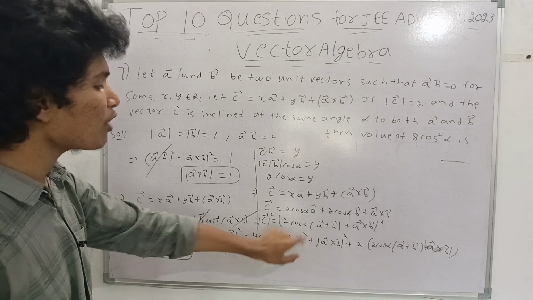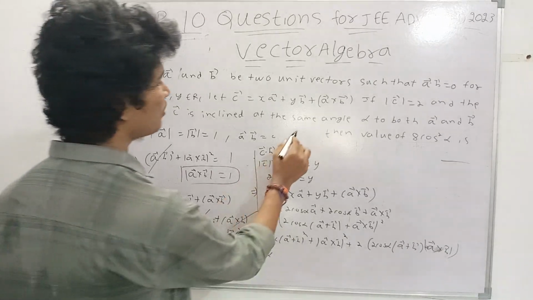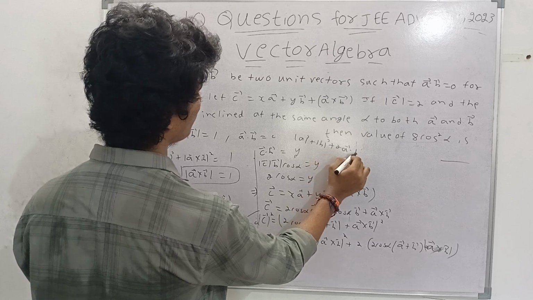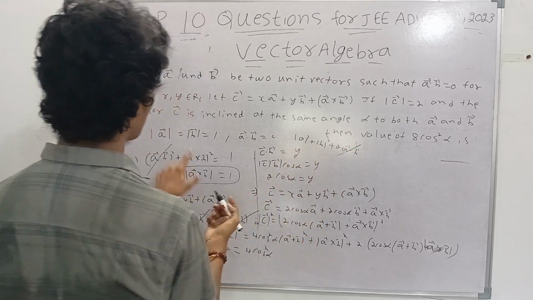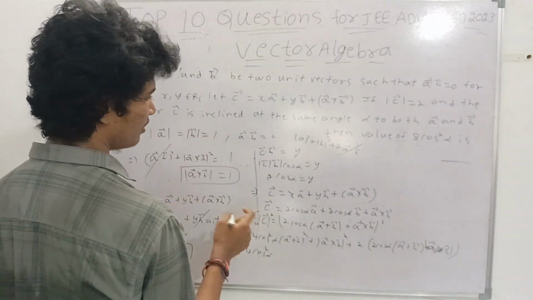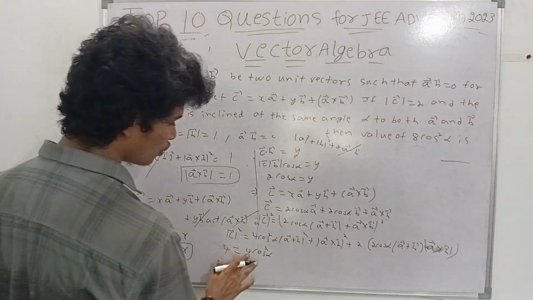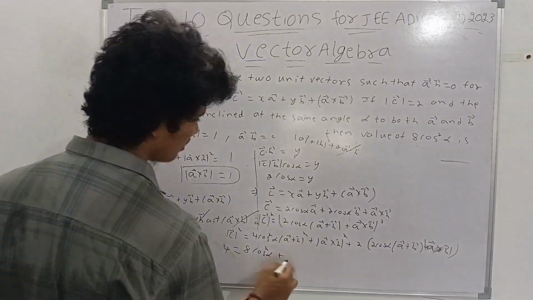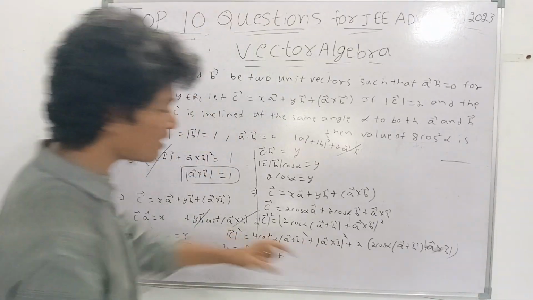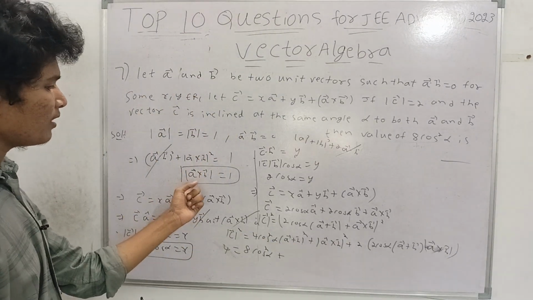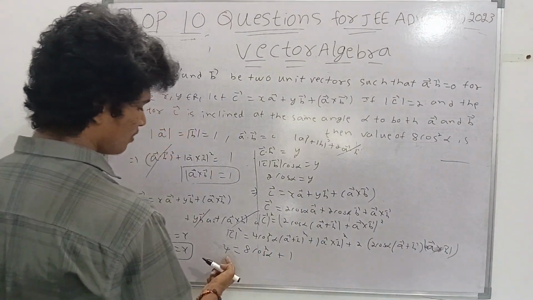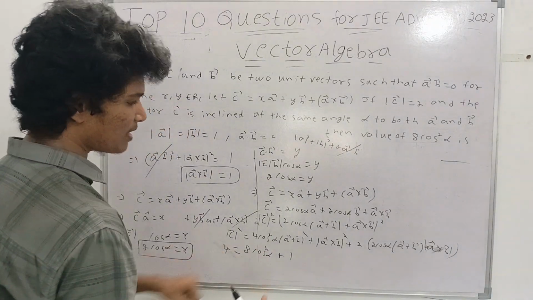What is A bar plus B bar whole square? It is magnitude of A square plus magnitude of B square plus 2 times A dot B. What is A dot B? It is 0. What is the magnitude of A? 1. Magnitude of B? It is 1. 1 plus 1, it is 2. So 4 times 2 is 8. Simply we got 8 cos square alpha. Plus, here A cross B. What is A cross B? It is 1. What is the square of A cross B? It is 1. 4 equals 8 cos square alpha plus 1.